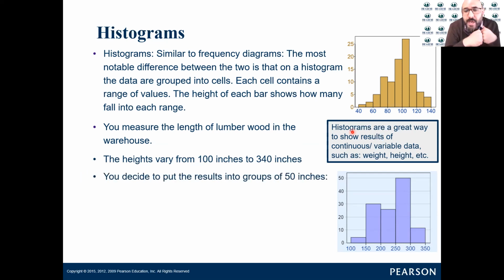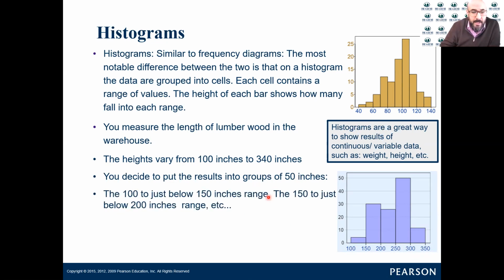So you decide to put that into groups of 50, and you say, okay, I want to start from 100. So 100 plus 50. The first category would be 100 to 150, 150 to 200, 200 to 250, 250 to 300, 300 to 350. And then you start measuring these pieces of wood, and you found that the 100 to just below the 150 inches, the 150 to just below the 200 inches.